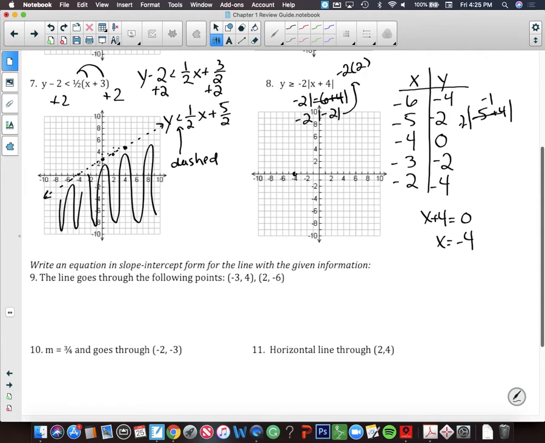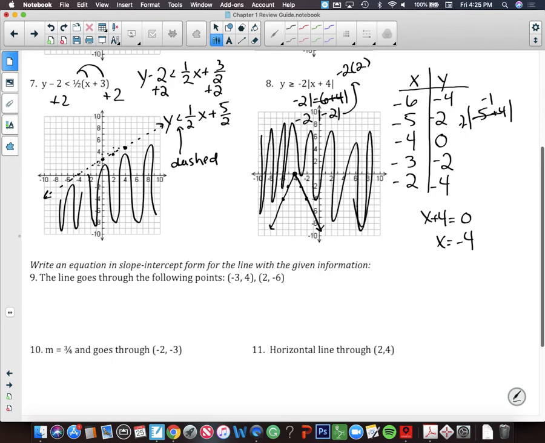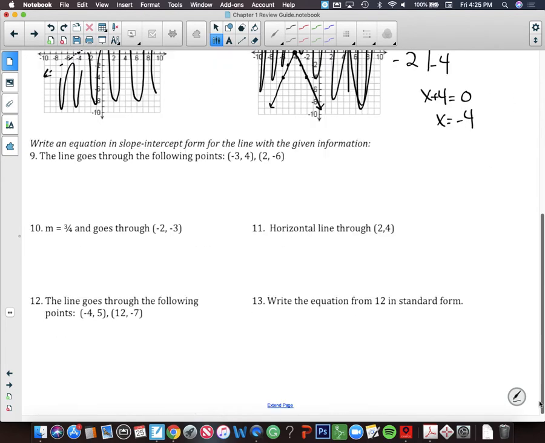So -4, 0 is your vertex, and you've got your other points around there. And then it's a greater than or equal to, so it's a solid line going in both directions. And greater than means everything above. So we do everything above my V shape. So it looks like that. I don't have one of those on this test. There will be some coming up on the next test, but it's good practice just so you know how to do them. All right, all the way down at the bottom, we'll just do a couple of these.